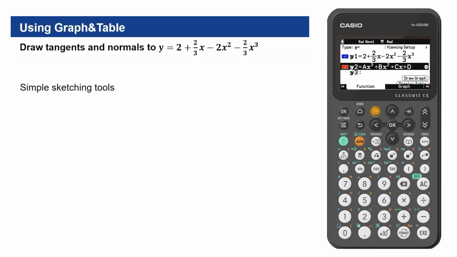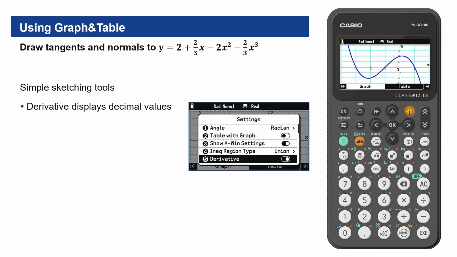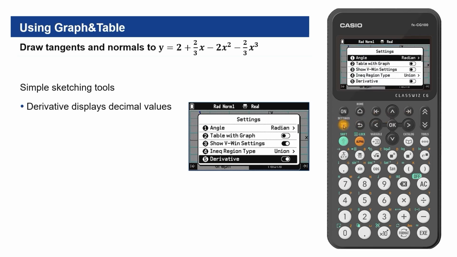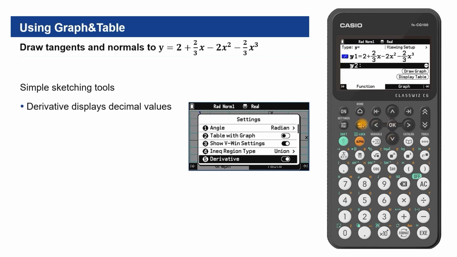Extending the analysis of functions, we can now look at drawing tangents and normals using Sketch. In order to fully utilize this feature, it is necessary to turn on the derivative in Settings. This displays the derivative value when tracing a point, for example.